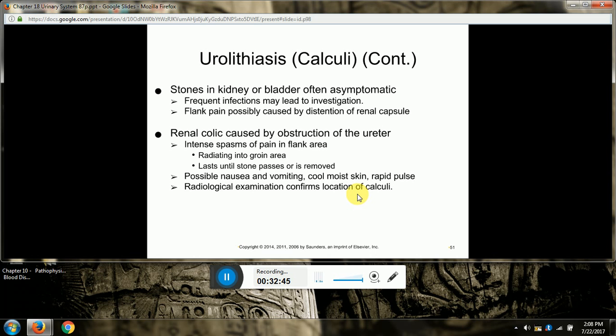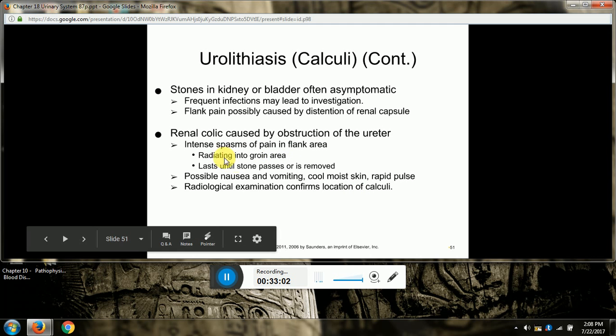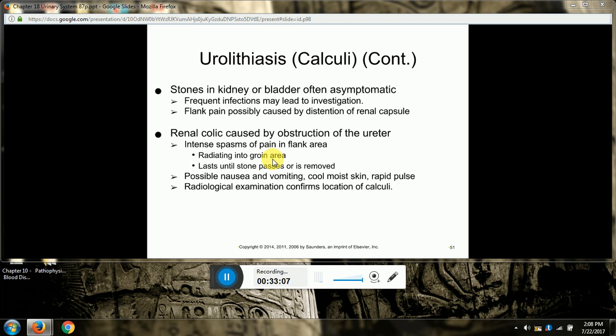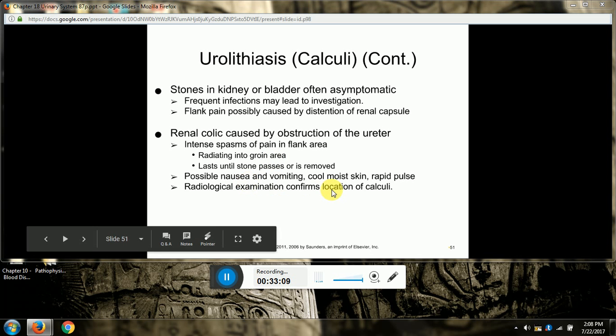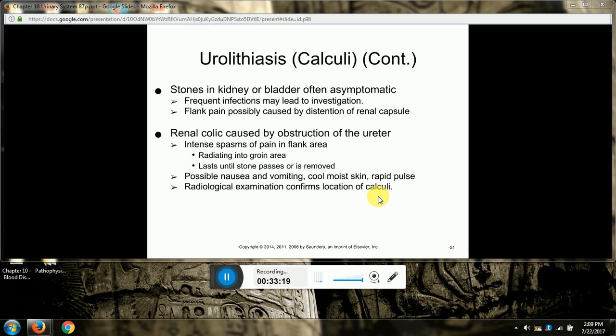The ureter has smooth muscles, and by peristalsis, or by wavy movements, it will try to push the stone through, and these peristaltic movements are extremely painful, and that's what is known as renal colic. The pain is usually in the flank and radiates into the groin area, so it kind of takes the route of the ureter. There could be possible nausea and vomiting, and cool, moist skin, and rapid pulse or tachycardia. And then if an x-ray is done, it could confirm the location of the stone, especially if the stone is made out of calcium. It'll show up on an x-ray.